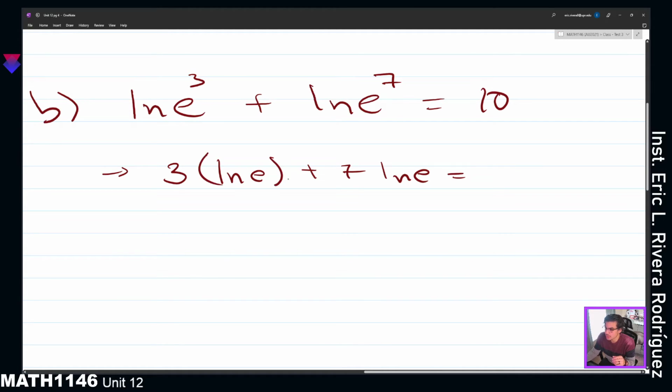Okay, and I want you to focus on ln and e, the natural log of e. What is the value of the natural log of e? What happened with this logarithmic function?